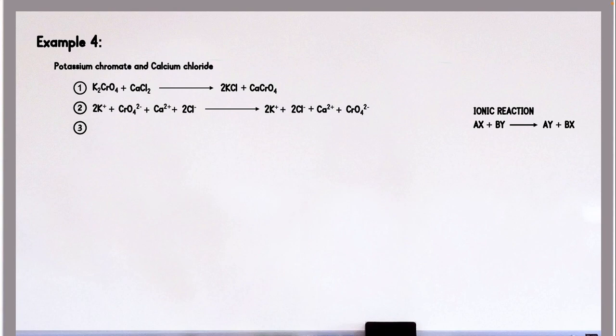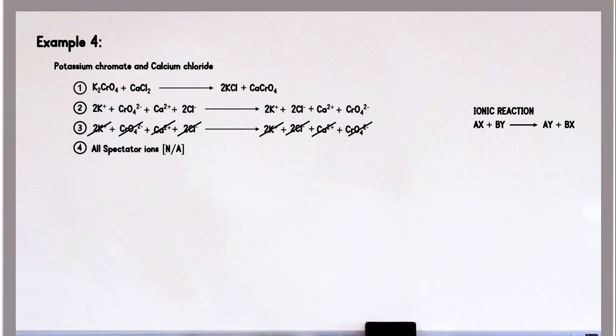So the next step is now to eliminate all the charges that are the same. So we will rewrite what we have. And there we go. We'll eliminate potassium with potassium, chromate with chromate, calcium with calcium, and chlorine with chlorine. As you can see here, all of the ions are eliminated, which means that they are spectator ions. Okay, there is no ionic equation possible. So now let's take a look at another example.